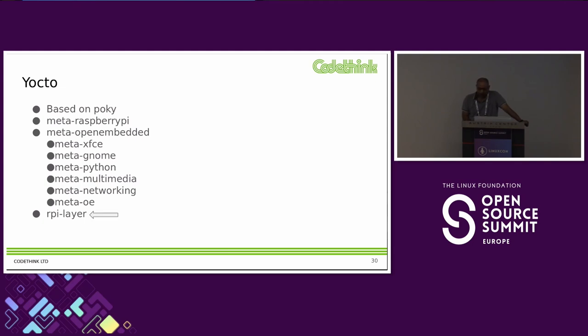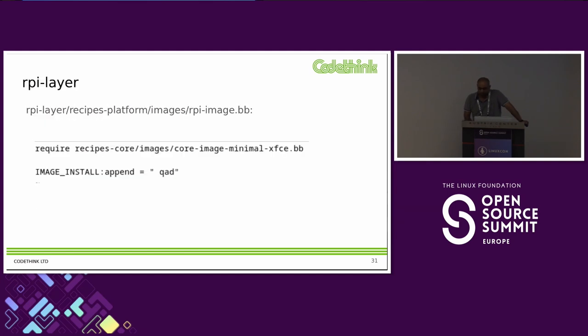This is an extra layer that I had to make for the image that I am building. Now, this is the first part of that layer. So I just named the image, and it is based on a minimal XFCE image from Poky, and the image also installs the QAD over there. QAD is available in upstream Yocto in the meta-oe layer. So I didn't have to do any modifications over there.